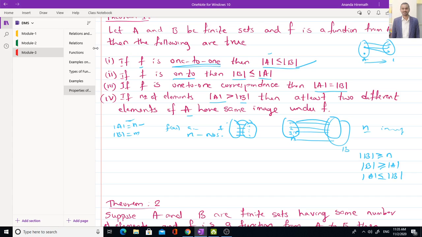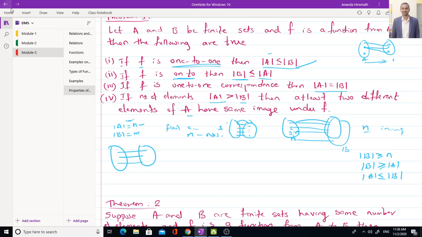Now let us prove the second result. If f is onto, then the number of elements in B is less than or equal to the number of elements in A. Well, when a function is onto, or else before that, let us try to understand what onto is in brief.